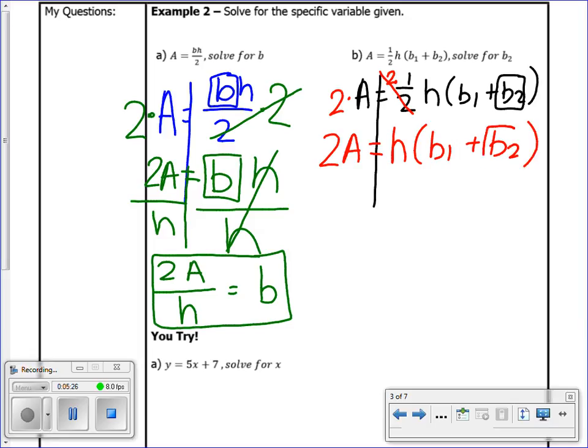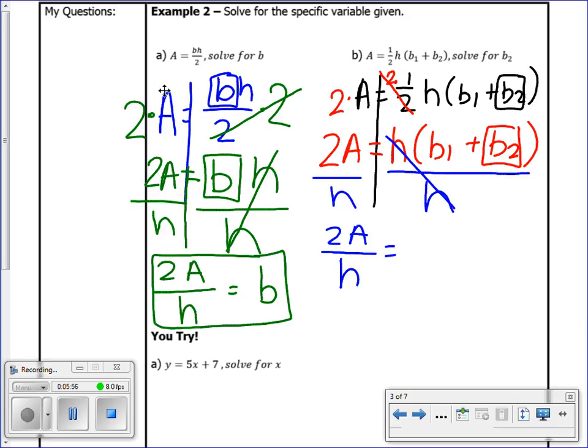Now, this one's a little bit more complicated because you have the distributive property. In the distributive property, what are we really doing with H? You're multiplying. So to undo H, we would divide on both sides. So you can divide both sides by H, and now this eliminates your H on the right. So we end up getting 2A over H equals B1 plus B2. And I put a box around B2.